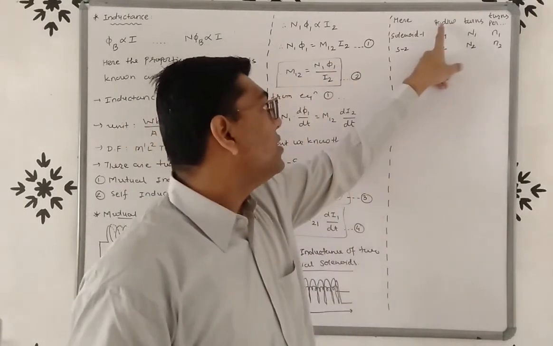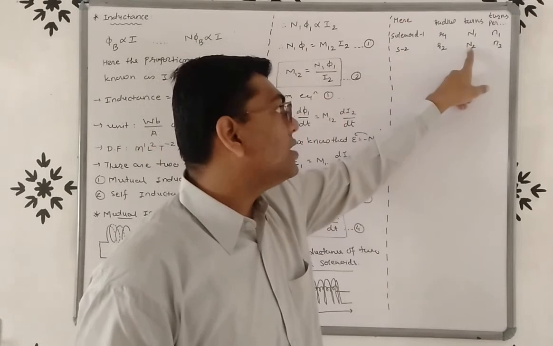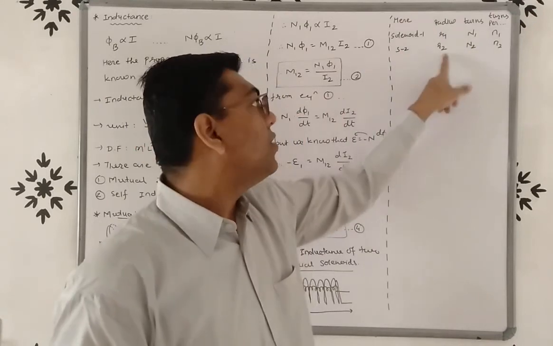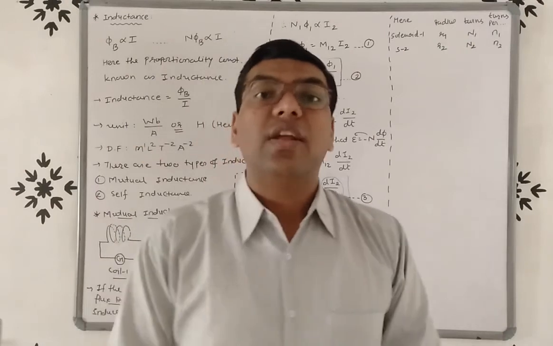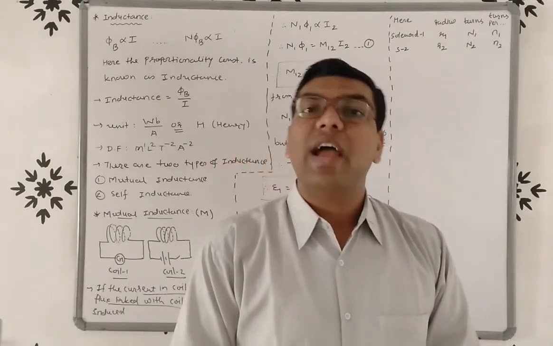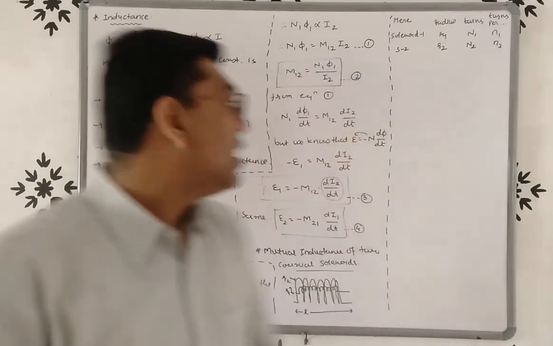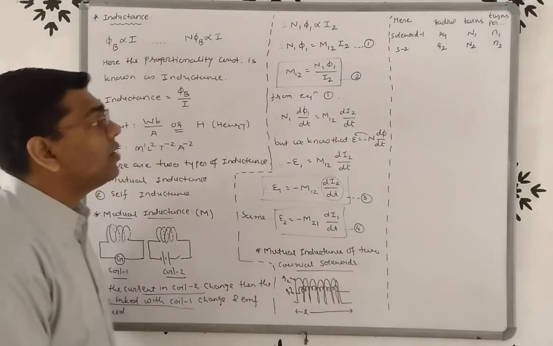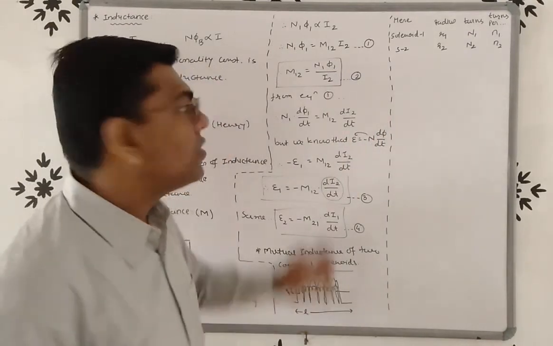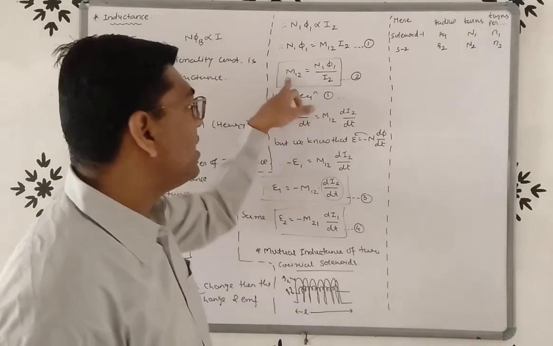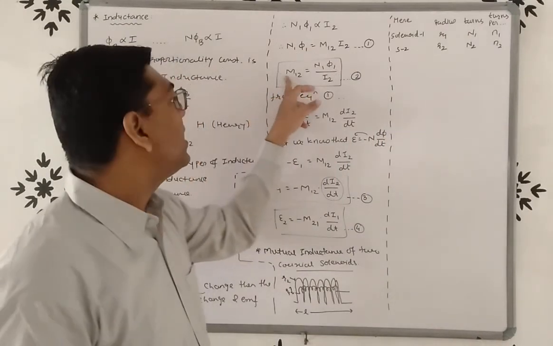The number of turns of solenoid 2 is N2, the radius of solenoid 2 is R2, and the number of turns per unit length of solenoid 2 is small n2. Now we have to derive the equation of mutual inductance. First of all, we already know the formula of mutual inductance.